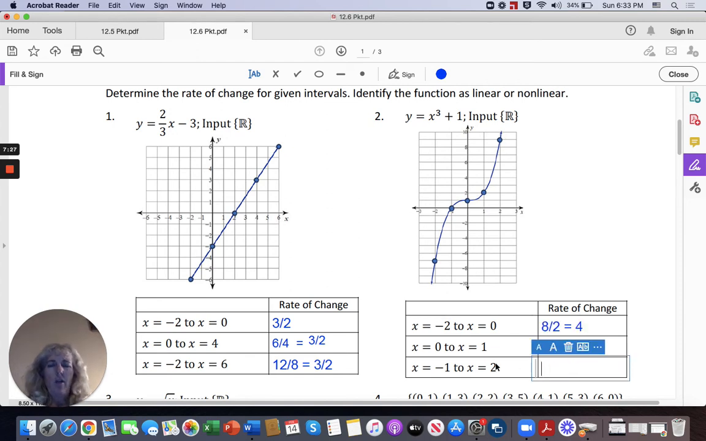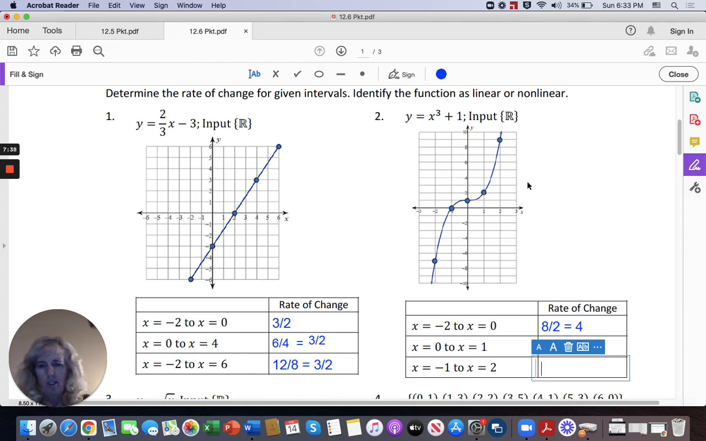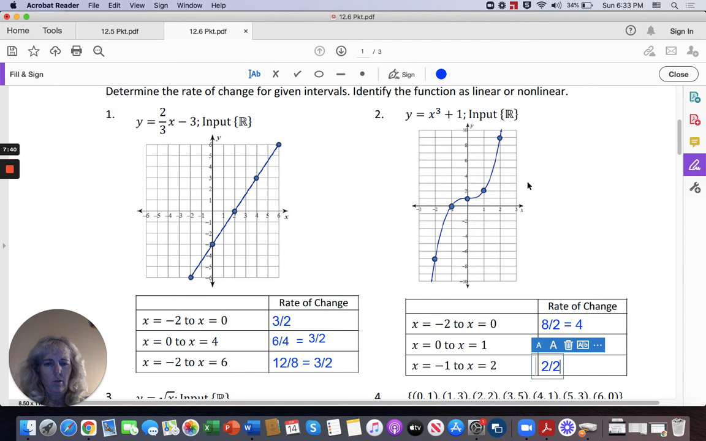Now I say I'm going to go from -1 all the way to 2. So if I go -1 right here, I'm at 0, and then I'm going to go to 2. So I rise 1, 2, and I run 1, 2. So I say 2 over 2, and that equals 1.